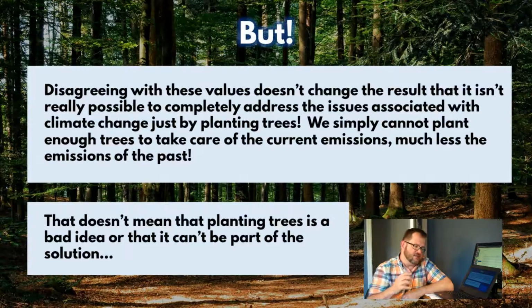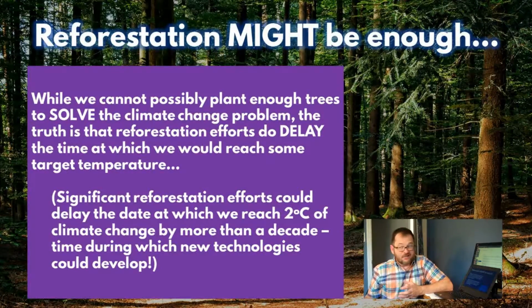But that doesn't mean that planting trees is a bad idea or doesn't help the situation. Quite to the contrary, it means that we got to do it. It just means that we can't make it our only solution. It turns out reforestation might be enough to do some useful things, especially if we are judicious about environmental restoration and judicious about the trees that we encourage to grow. While we cannot possibly plant enough trees to completely solve the climate change problem, this reforestation strategy can delay the time in which we would reach some target temperature.